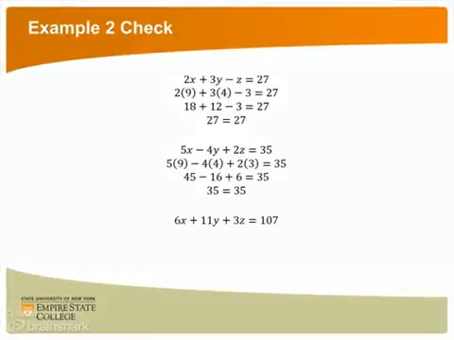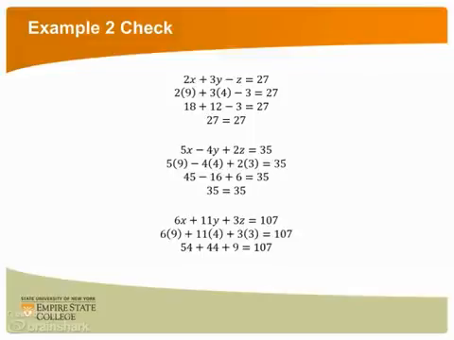This equation looks like 6 times x plus 11 times y plus 3 times z is 107. Plugging in, 6 times 9 plus 11 times 4 plus 3 times 3 may just equal 107. Doing the multiplication, we have 54 plus 44 plus 9, hopefully to equal 107. And it does. Since the solution checked out for all three equations, our job here is done.